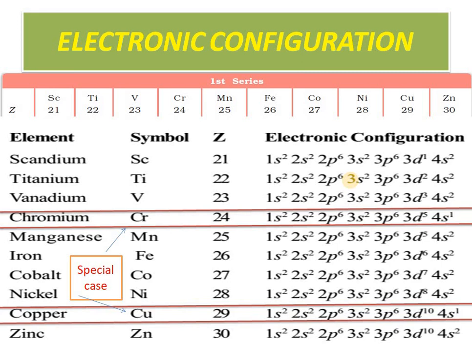So these are two special cases for chromium and copper. Why is it so? Because we know that systems of half filled and fully filled are extra stable. So this is half filled and this is fully filled. So systems of half filled and fully filled are extra stable. Why? Because of maximum exchange energy, and the second reason is symmetry. This we have done in +1 also.